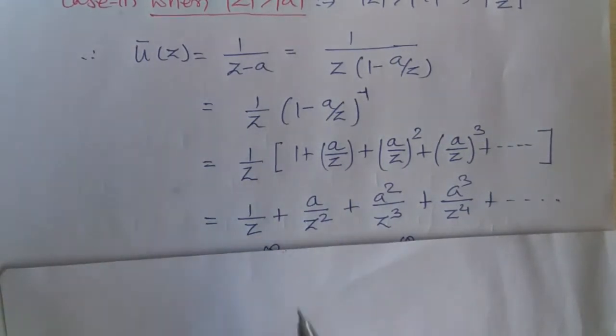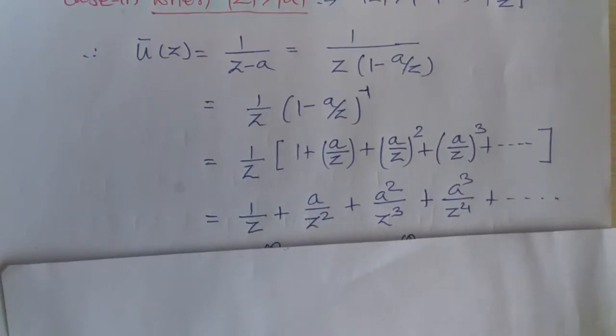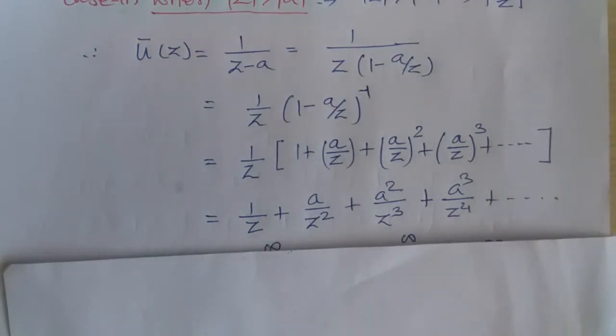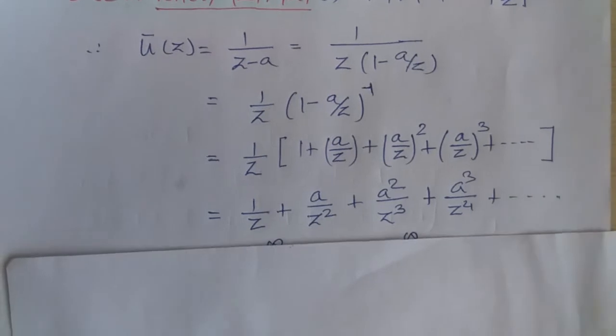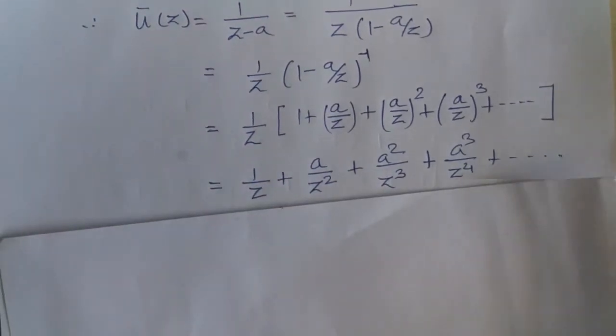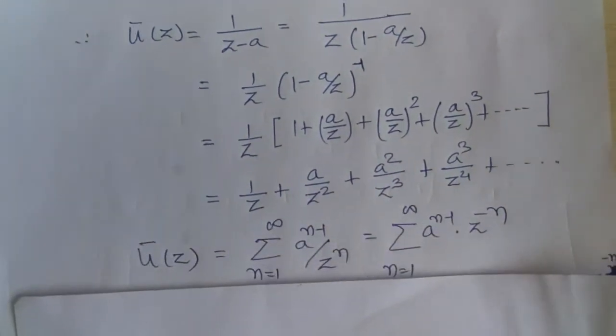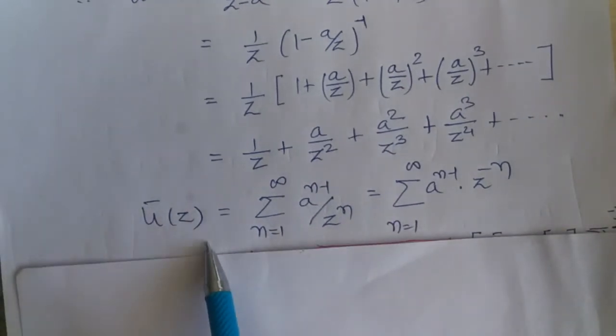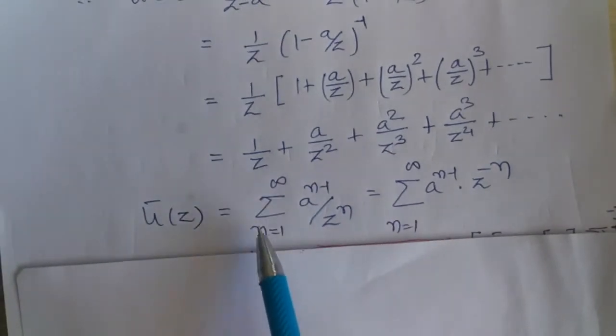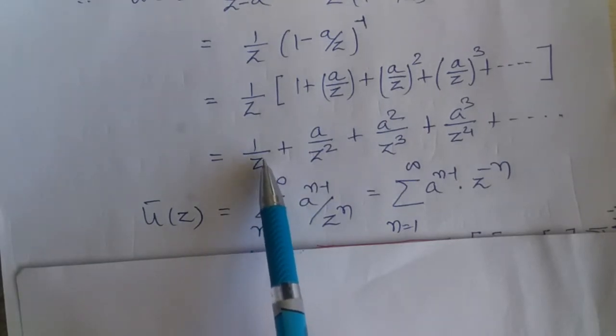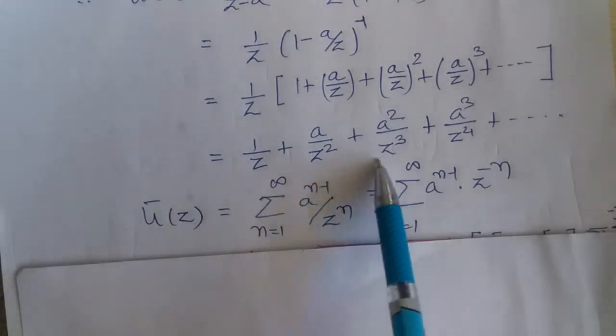And since we know that Un is what? Coefficient of Z power minus n. U bar is the Z transform of Un, which is summation Un Z power minus n. So the coefficient of Z power minus n is the required inverse Z transform of U bar Z. So we write this series in the form of summation. We write U bar Z is equal to summation. Here we start with Z power 1, so summation goes from 1 to infinity.